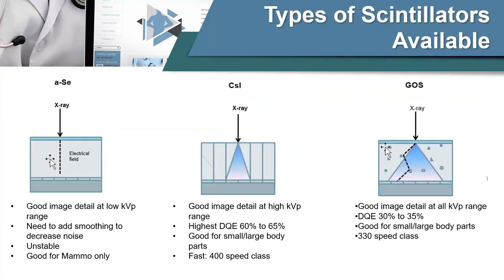So these are the types of scintillators available in the market. You have selenium, you have cesium iodide, and gadolinium oxysulfide. What we are using, the Focus 35C detector with us, has cesium iodide because it has very good efficiency of converting X-rays into light rays, which are read and converted to form a high quality image. So it works at high kVp as well as low kVp. We are getting good, excellent results with the cesium iodide type of scintillators. Next slide.